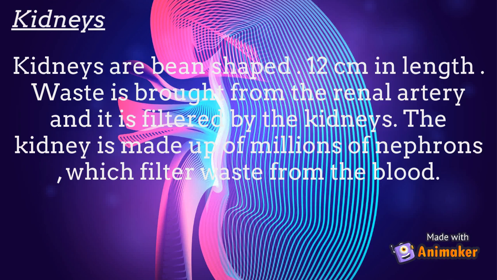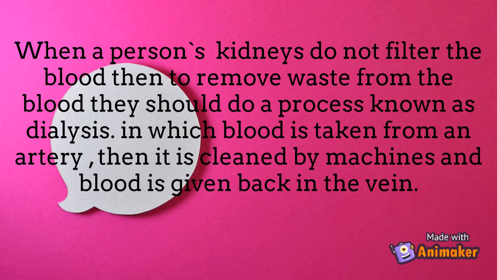Waste is brought from the renal artery and it is filtered by the kidneys. The kidney is made up of millions of nephrons, which filter waste from the blood. When a person's kidneys do not filter the blood, then to remove waste from the blood they should do a process known as dialysis, in which blood is taken from an artery, then it is cleaned by machines and blood is given back in the vein.